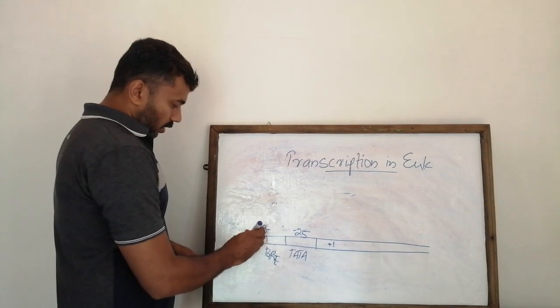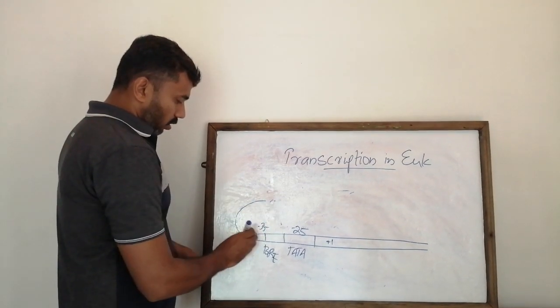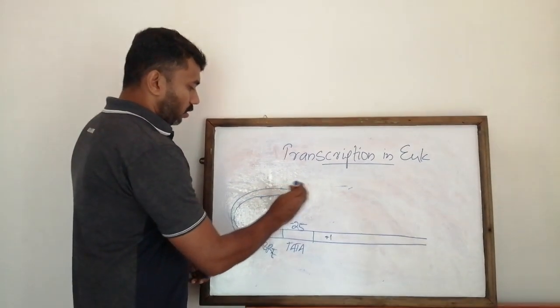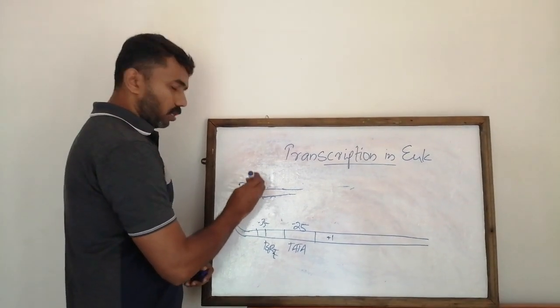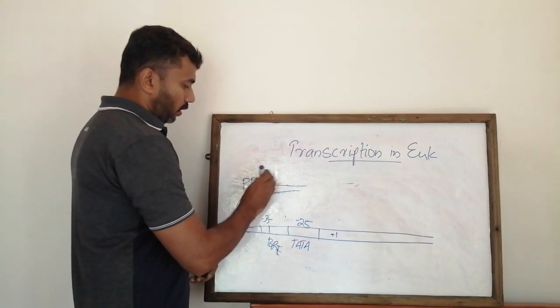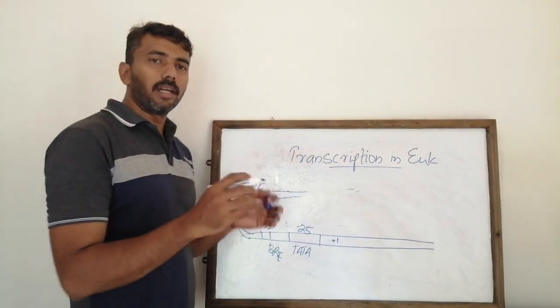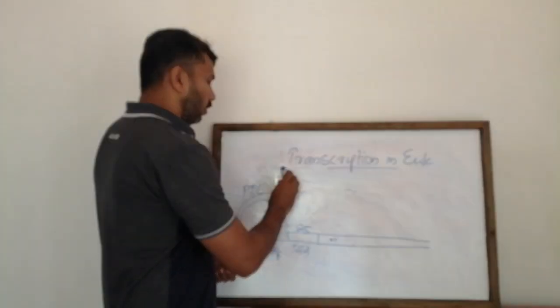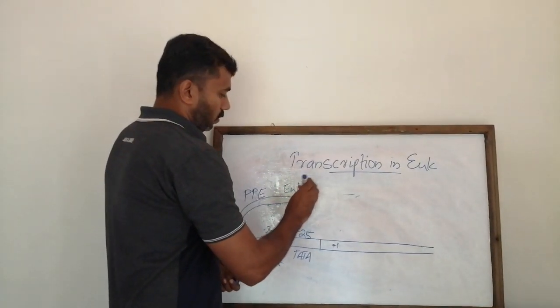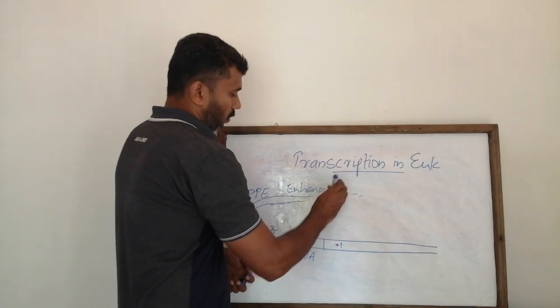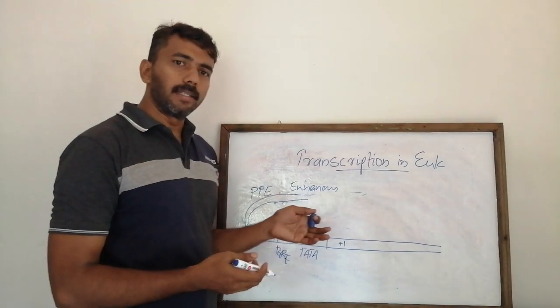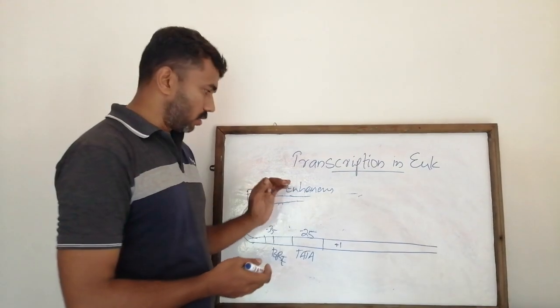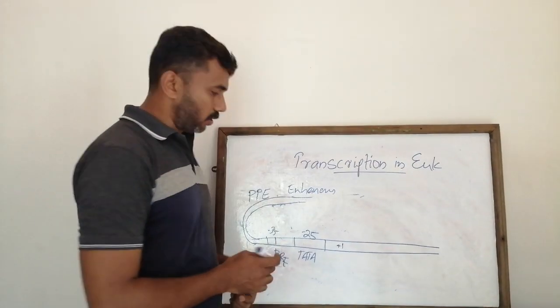Even in the upstream positions, you can see some other sequences like proximal promoter elements, or some other regulatory sequences like enhancers. It may be enhancers, it may be activators, etc. These are the different other regulatory sequences.